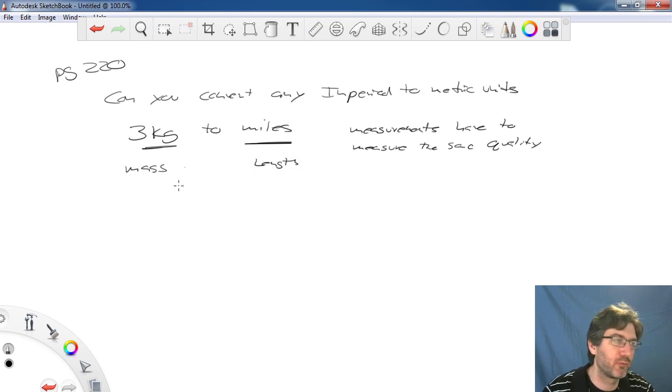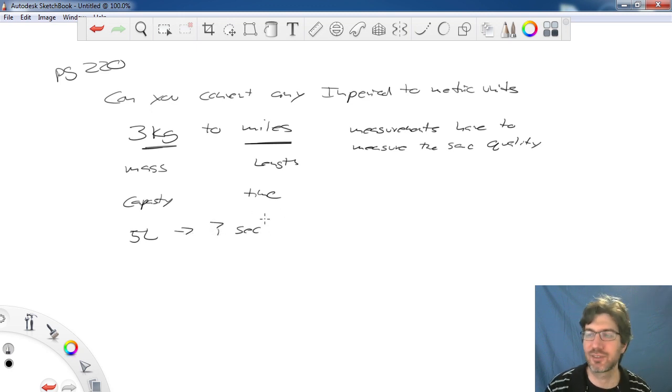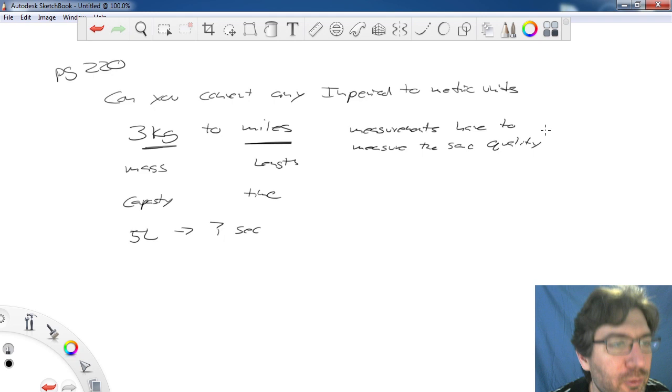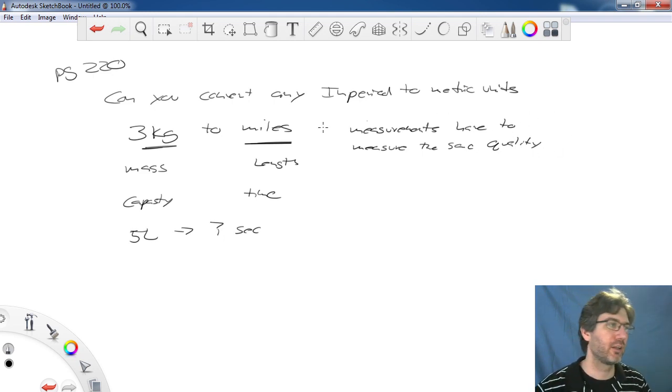You can't convert volume, like capacity, to time. Like it just doesn't make sense. Like how many is like 5 liters of water is how many seconds, right? It doesn't make sense. So you have to convert things with the same quality. And as long as they're measuring the same quality, yeah, you can convert them.